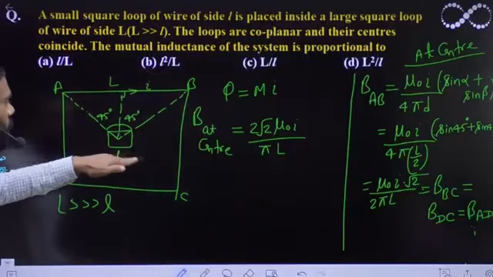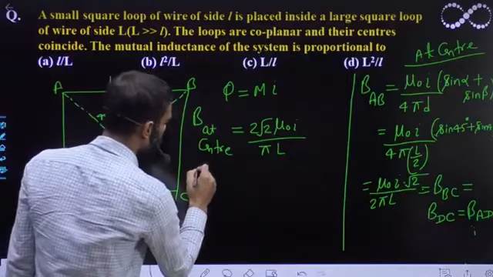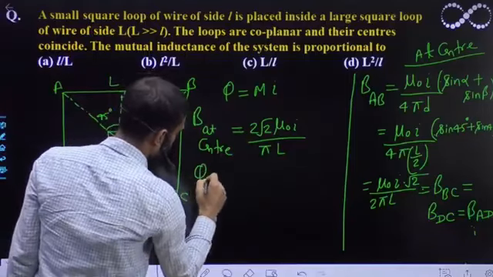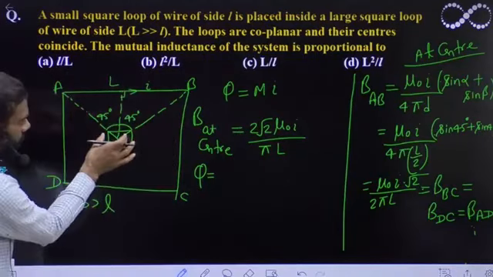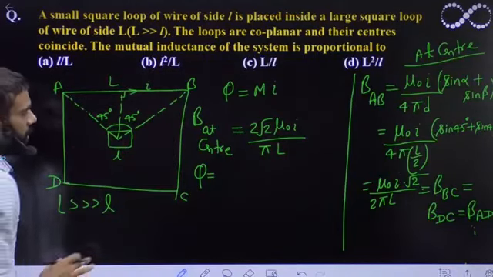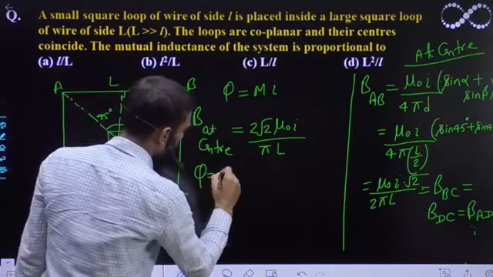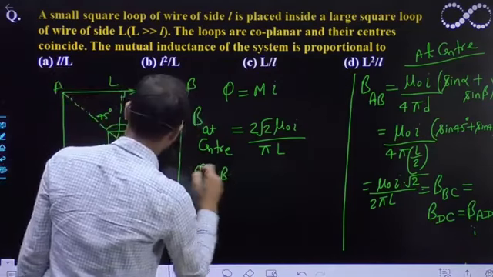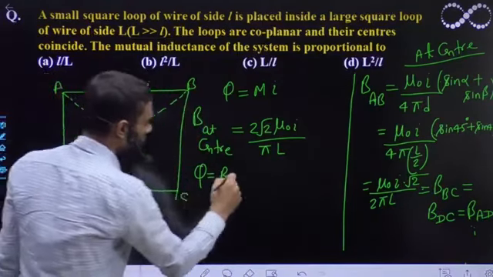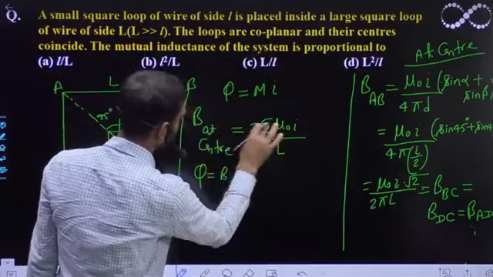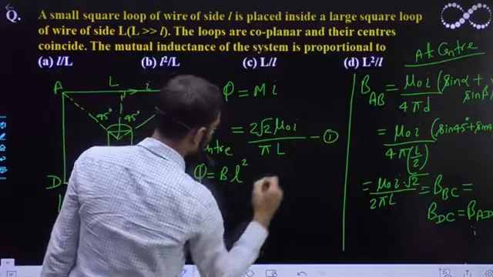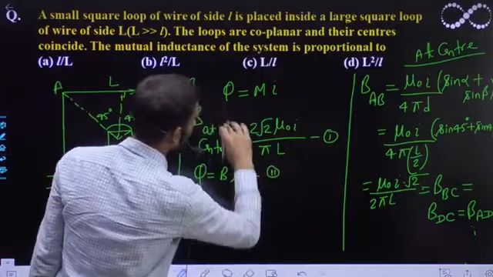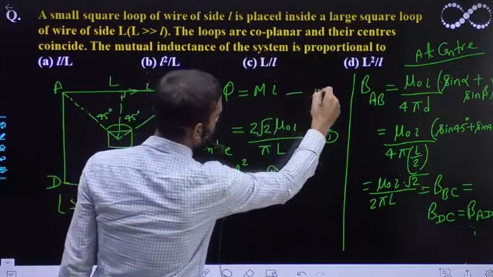So what will be the flux? Now calculate the flux here. Flux associated with the smaller square. So here the flux will be B into the area of the smaller square, which is nothing but l square. So this is the B here. Let us call this equation 1. Flux you got this, and let us call this equation 3.